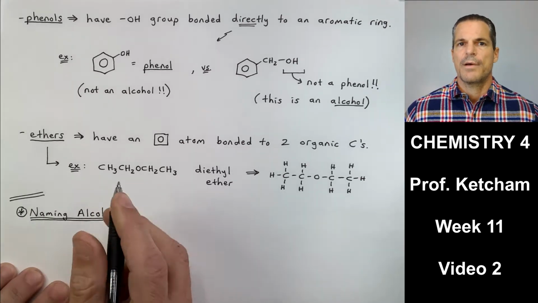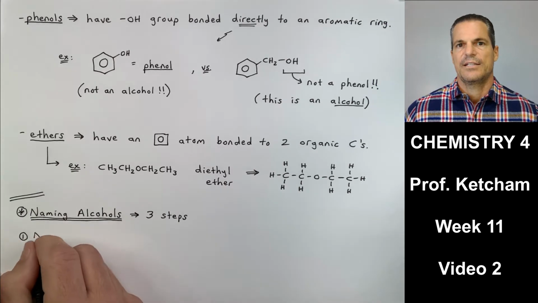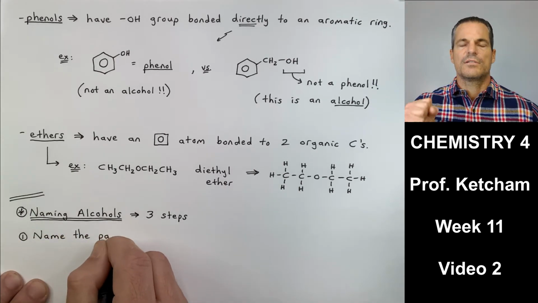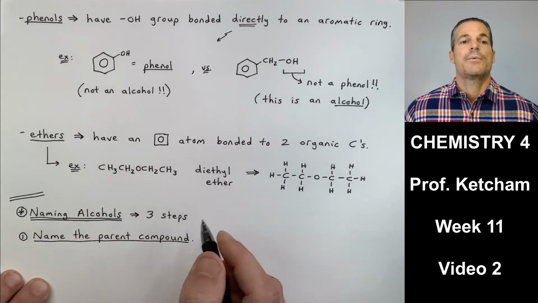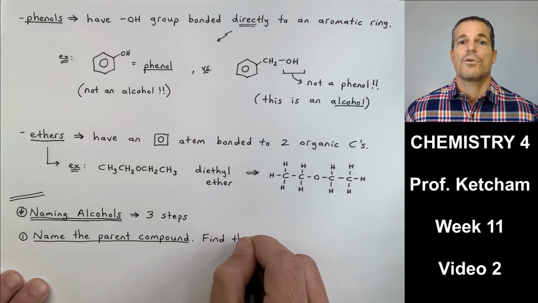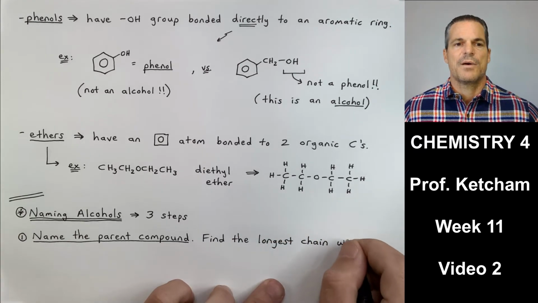We won't see too much about ethers, too much about phenols, mainly alcohols, ketones, aldehydes in this chapter. Alcohols, ketones, aldehydes are the major ones in this chapter. How do we name alcohols? Well, there's 3 steps, and of course we know how to name alkanes and alkenes already, so we kind of have that knowledge behind us.